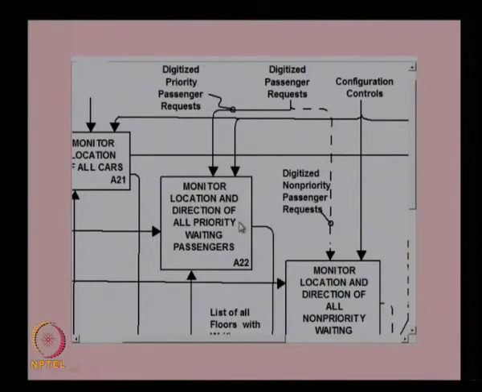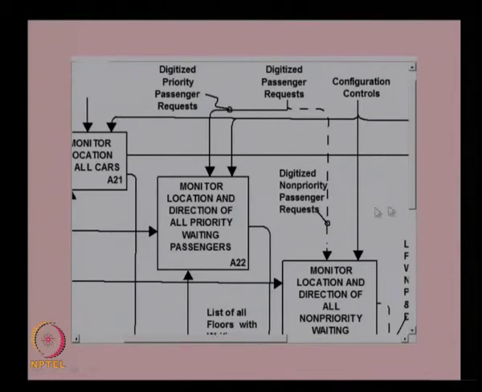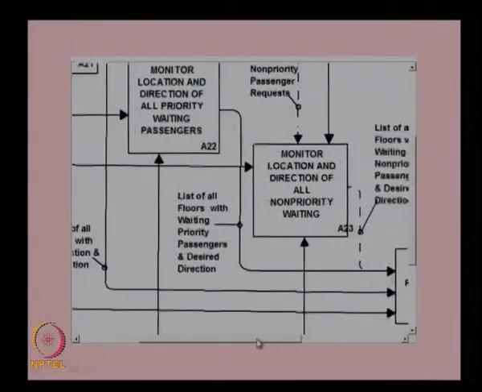So priority waiting passengers will have a separate input processing. That data will be coming here: digitized passenger requests will be coming over here, and the location of cars also will be coming here. Based on this it will locate where the cars are, and that information will be sent to the next level function to process the input for allocating the cars.